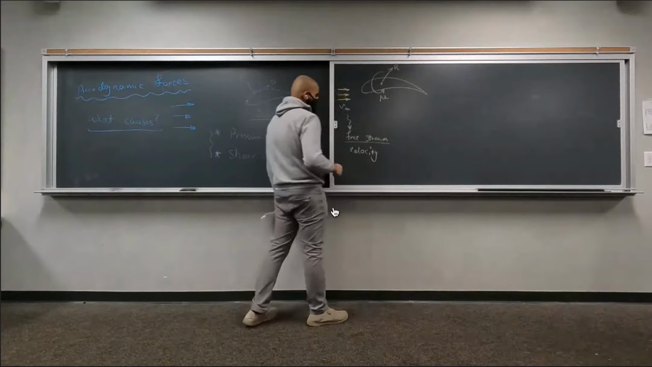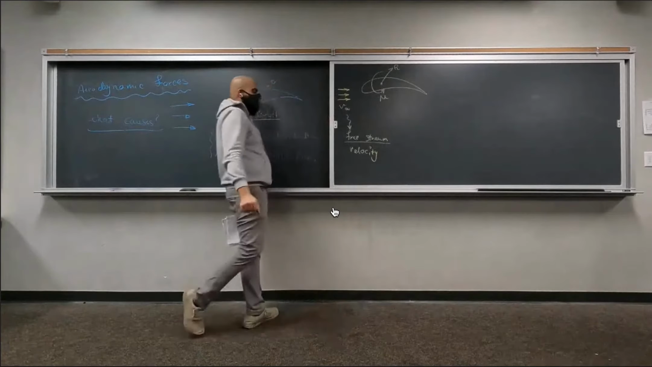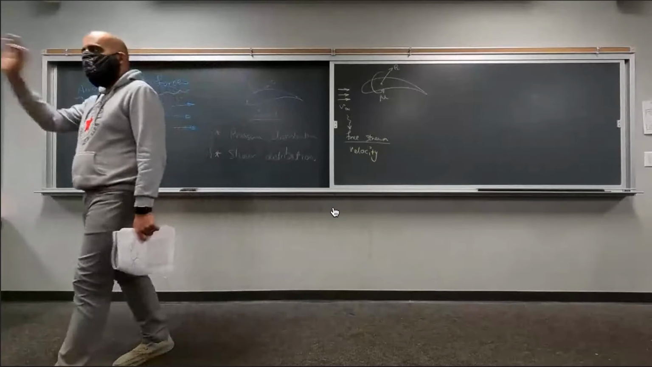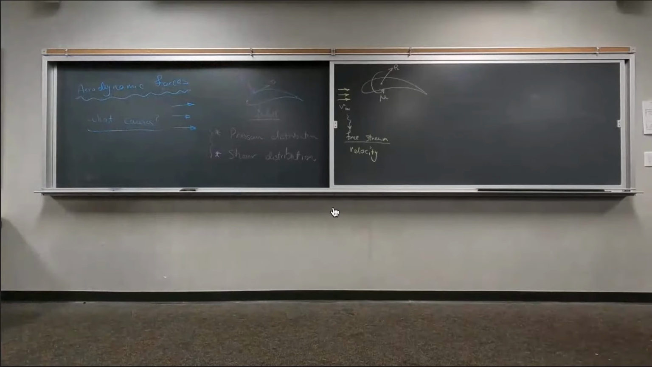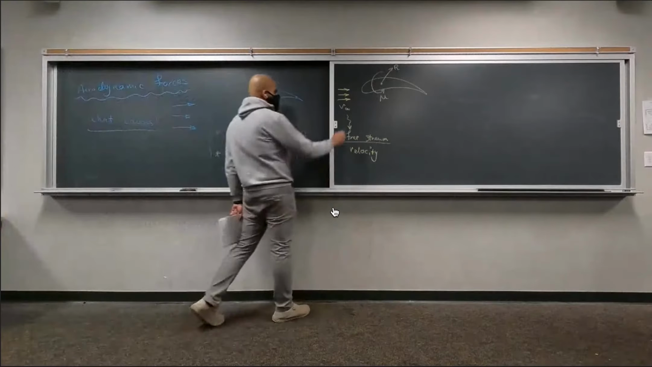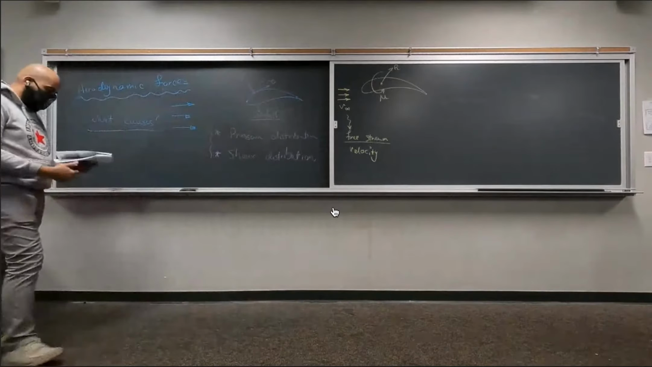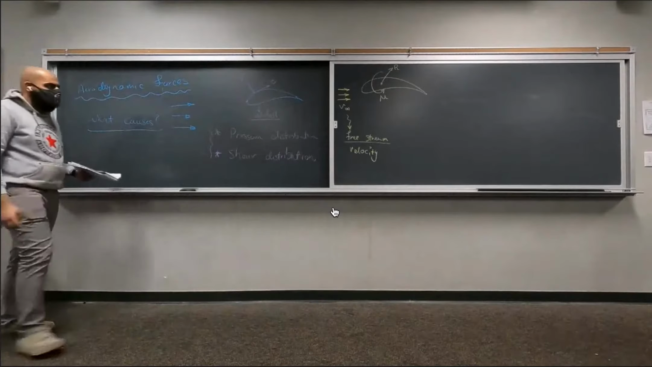Or whatever property you are going to assign to air, far away from the object is going to be free stream that property. Free stream pressure, free stream temperature, free stream whatever. And we are going to use the sign infinity for it. So V infinity, free stream velocity.